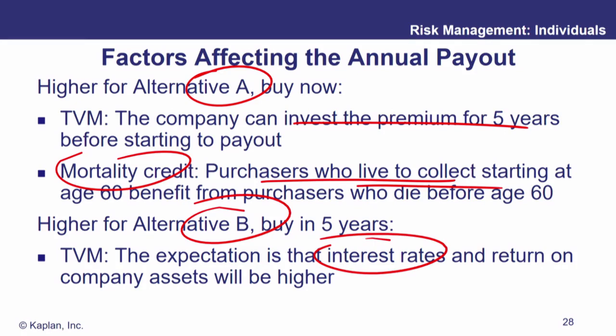Because if interest rates are higher in the future, that should argue for better payout deals on annuities 5 years from now than today. The purpose of this is not to say which is the better deal. The purpose is to understand what are the arguments for A, what are the arguments for B. And that's as far as you're going to have to go.